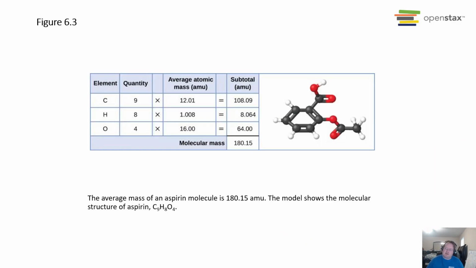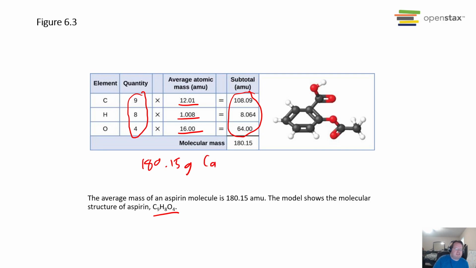A second example from your text is the molecule C9H8O4, or aspirin. So again, we look up the atomic mass of each of them from the periodic table. These numbers come from that bottom part on your periodic table for each atom: carbon 12.01, hydrogen 1.008, oxygen 16. We then multiply by the number of each of these, and we get a total that we then add together. And so we now know that there are 180.15 grams of aspirin, C9H8O4, in 1 mole of aspirin.